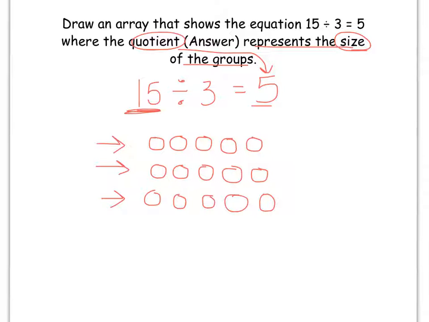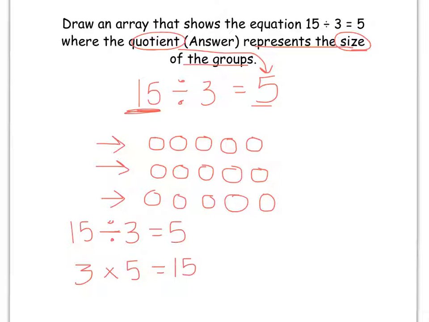I'm now able to look at this array that I drew and write both a division and a multiplication equation to match this array. Obviously, my division is 15 divided by 3 equals 5. I have 15 counters. If I break them up into groups of 3, 5 counters are in each group. But when I look at this array, from what we've been doing the last couple of days, I can see that I have 3 groups of 5.